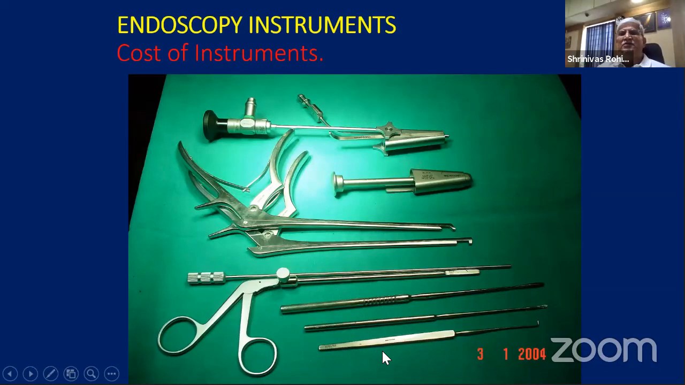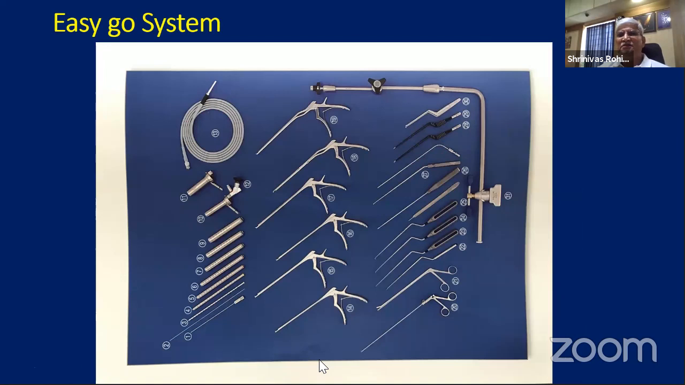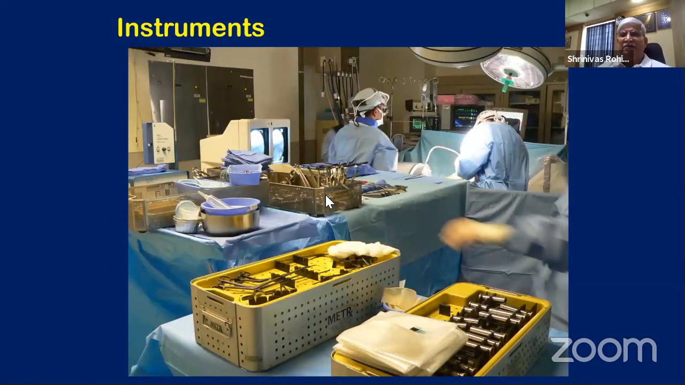This is with the Destandau technique, very few instruments. These are the same instruments since 2002. The endoscope quality has changed. This is with the EasyGo, very long and multiple instruments. This is with the Metrix system, multiple tubes.